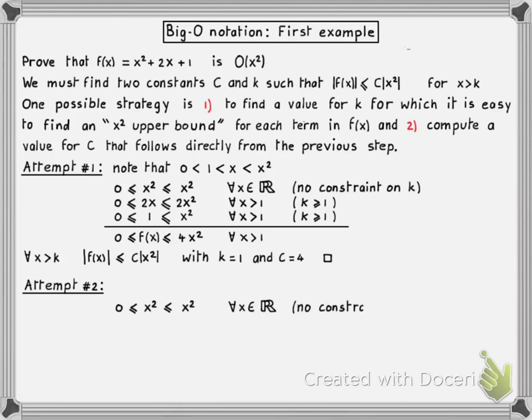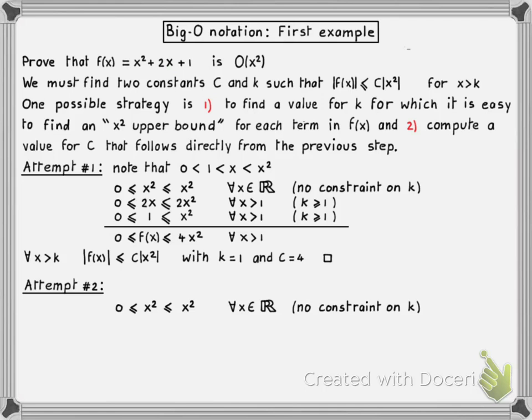x squared is always positive or non-negative, and it's always less than or equal to itself for every real number x, so that doesn't add any constraint on k. Now, for the next two terms, we're going to do a little bit different reasoning.